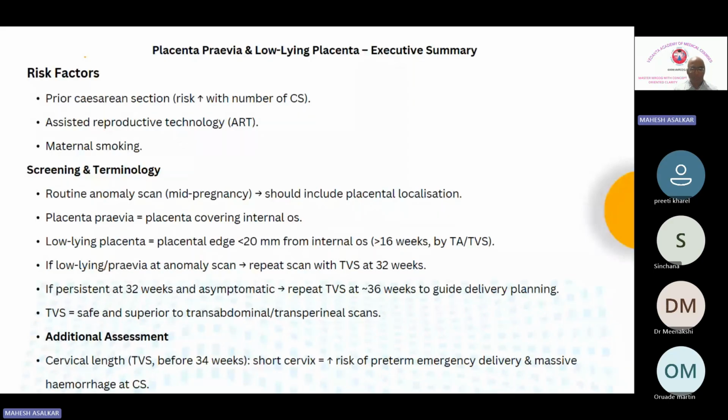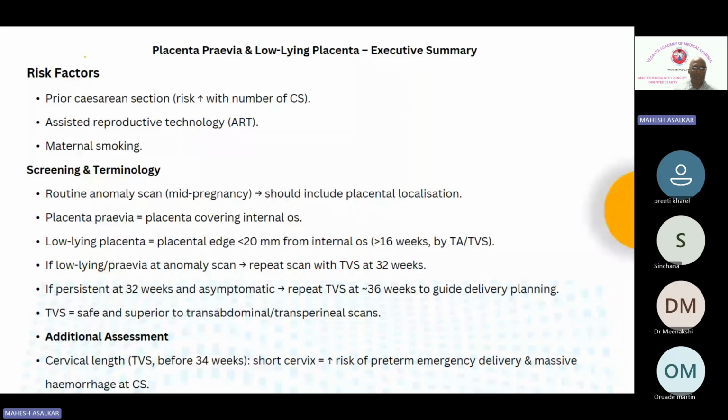Okay, so first is a mid-trimester placental localization. Find out whether the placenta is previa or low-lying. Then repeat a TVS at 32 weeks. If it is still persistent, then we will repeat at 36 weeks, and we will plan the delivery accordingly. So TVS is safe and superior to the transabdominal and transperineal scans. So additionally, what can we assess? What we can assess is cervical length.